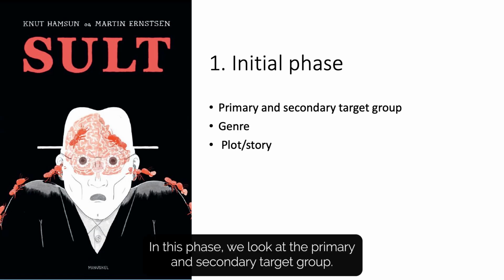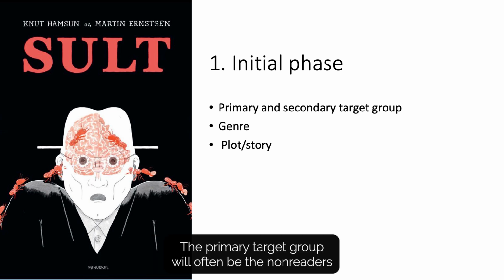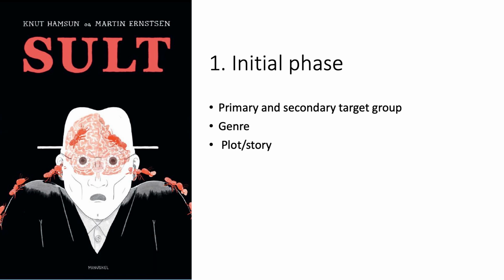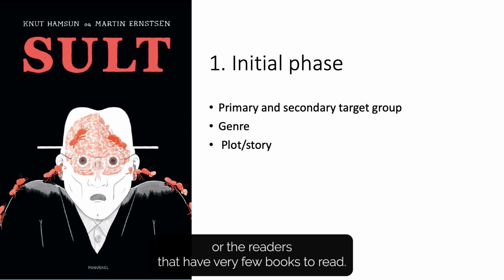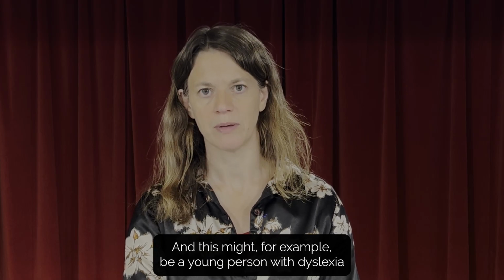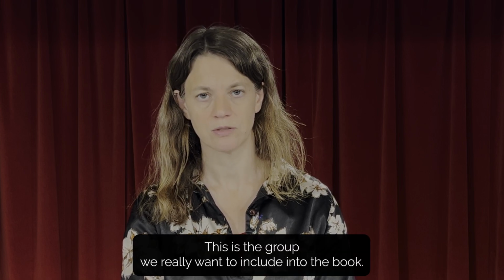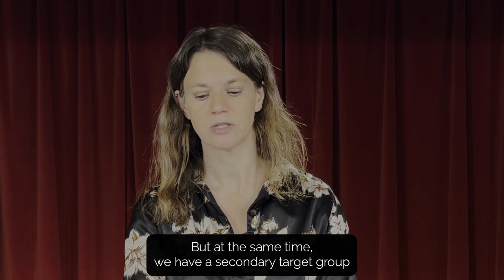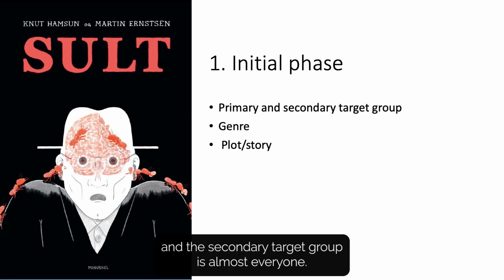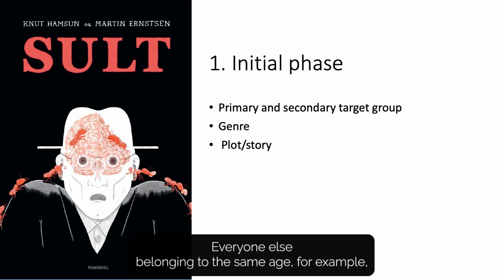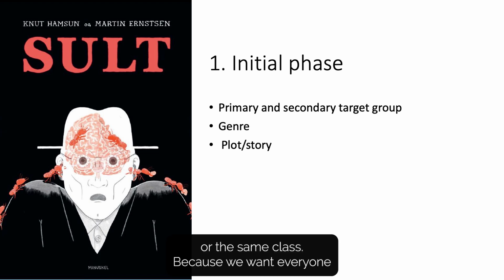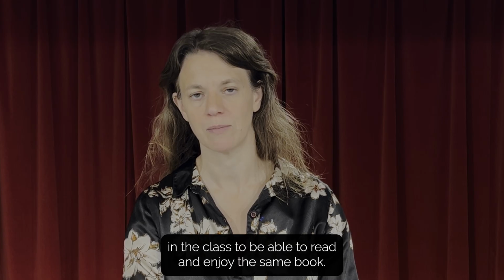So let's start with the initial phase. In this phase, we look at the primary and secondary target group. The primary target group will often be the non-readers or the readers that have very few books to read. And this might, for example, be a young person with dyslexia or a second language learner, a person with autism or other readers. This is the group we really want to include into the book. But at the same time, we have a secondary target group. And the secondary target group is almost everyone else. Everyone else belonging to the same age, for example, or the same class, because we want everyone in the class to be able to read and enjoy the same book.